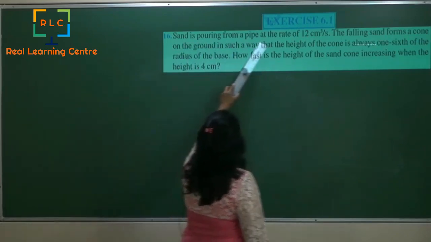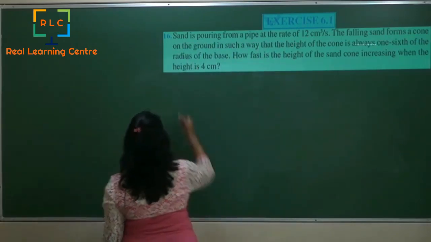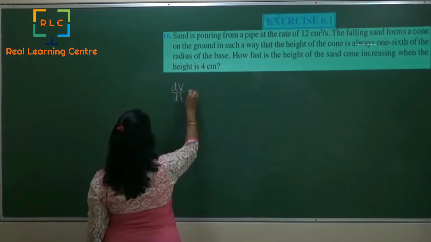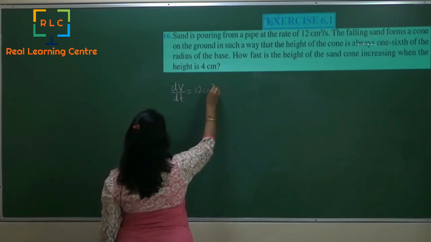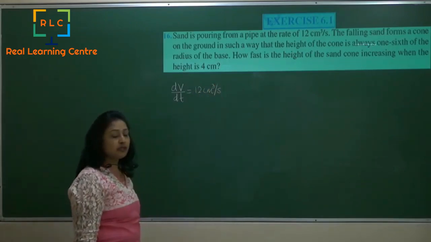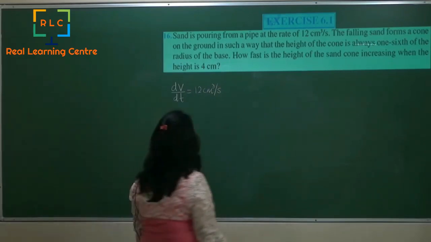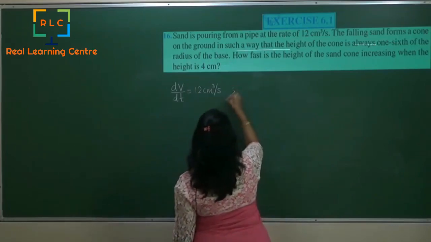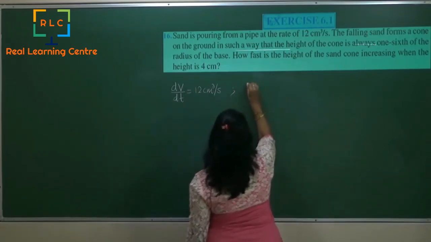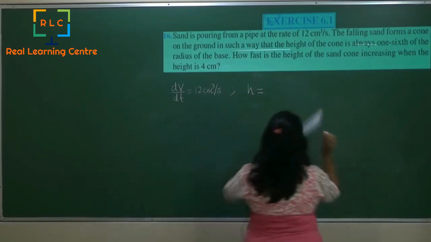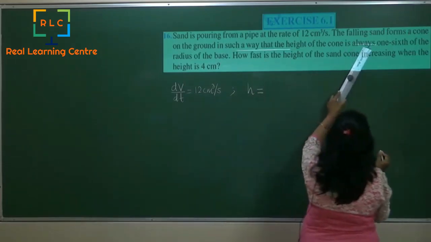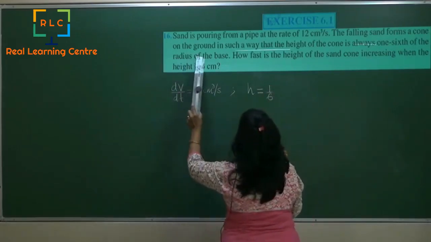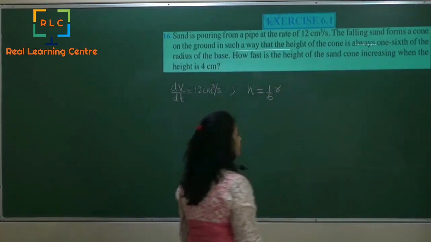Sand is pouring from a pipe at the rate of, so what is going to increase? Volume will increase, volume of the sand. So they have given dV by dt is equal to 12 centimeter cube per second. The falling sand forms a cone on the ground. In such a way that height of the cone h is always one-sixth of the radius of the base. One-sixth of the radius of the base.